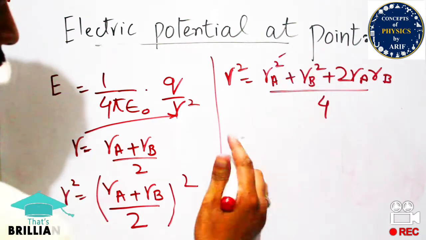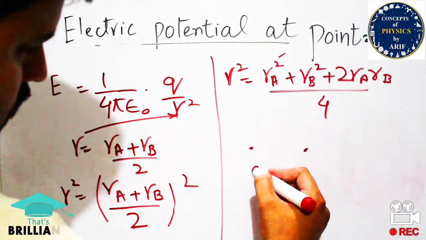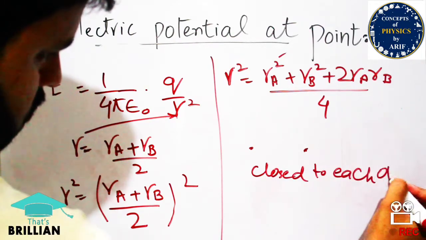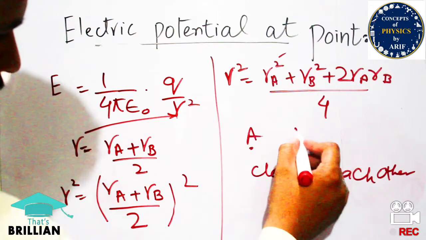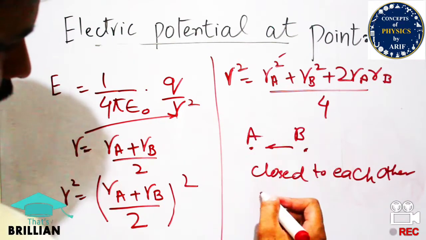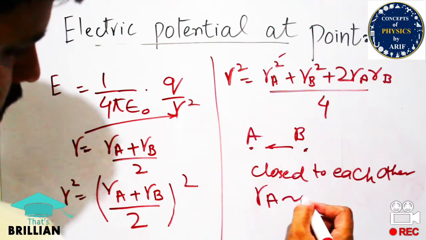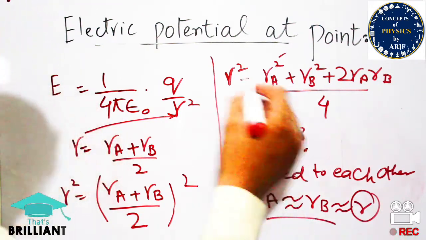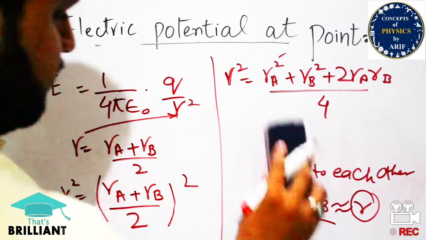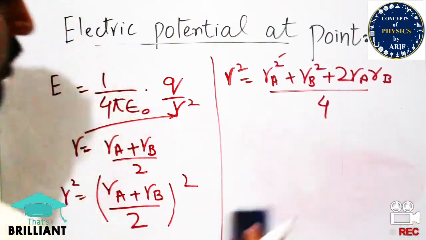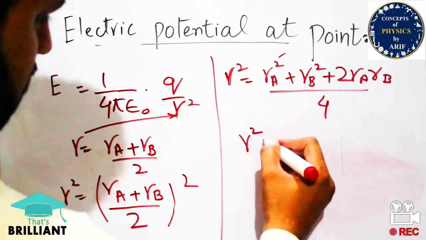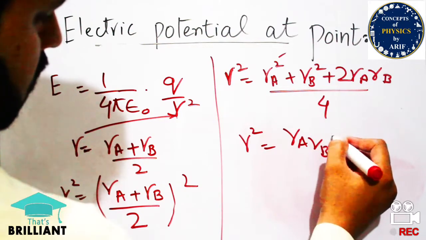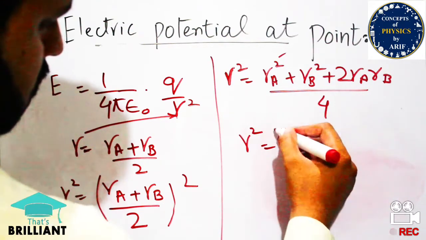So in order to further understand this, these 2 points are very close to each other. Point A and point B are very close to each other, and we can say that RA and RB are almost equal to R. So RA is nearly equal to RB, which is nearly equal to R, and we will replace these values in the form of RA and RB, because we are dealing with 2 points, point A and point B. So we will write it in this expression.